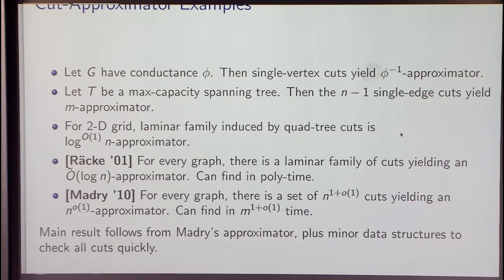But if you want a linear time algorithm, that's not quite good enough. The thing we actually need to use in our algorithm is this result of Madry that says for any graph, there's a set of n to the 1 plus little o of 1 cuts that yields an n to the little o of 1 approximator, and it can be found in nearly linear time. We get our algorithm by using Madry's approximator, and then we just need to do some minor data structures work to show that we can check all of the cuts quickly. Notice that in the case where you have one of these hierarchical decompositions, it's very easy to see that you can check the capacity of all the cuts quickly. It's basically a tree prefix sum.